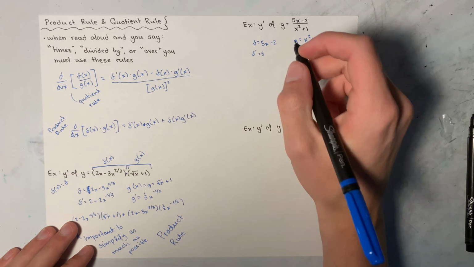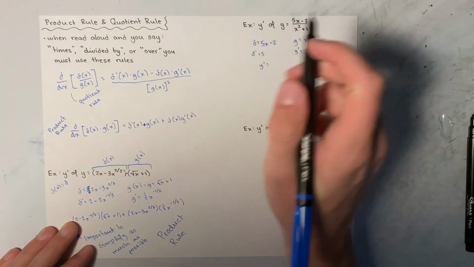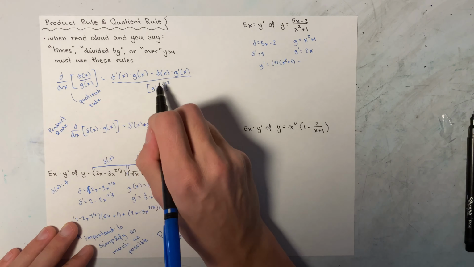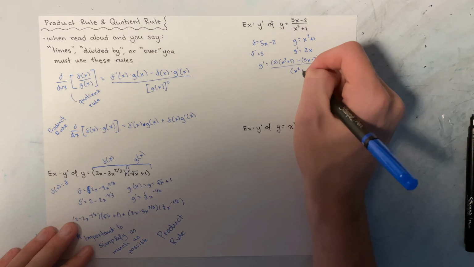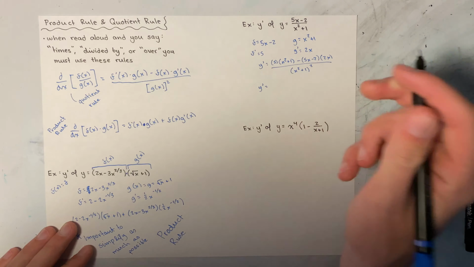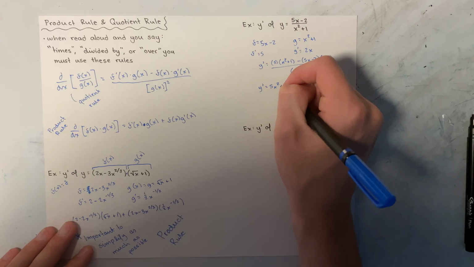And so according to our quotient rule, y prime is going to be equal to f prime of x, which is 5, times g, which is just x squared plus 1, minus f of x, so 5x minus 2, times g prime of x, which is just 2x, all divided by g of x squared. So in this case, g of x is x squared plus 1, and then squared. We could simplify this one a little bit. So this would become 5x squared plus 5 minus 5x.